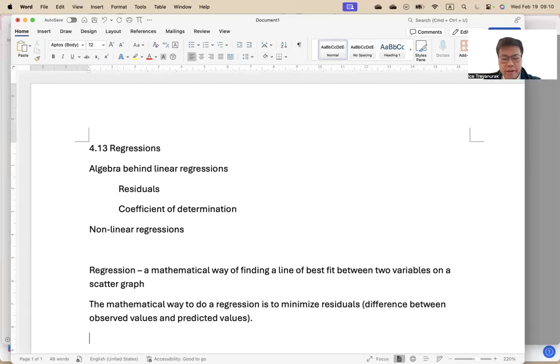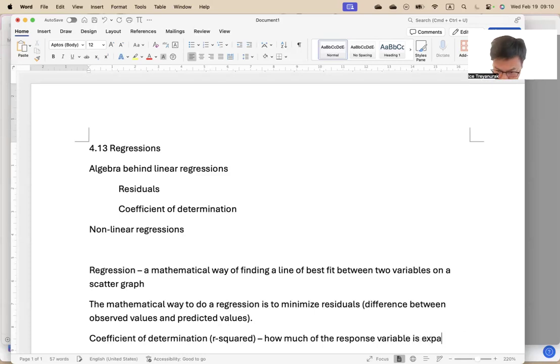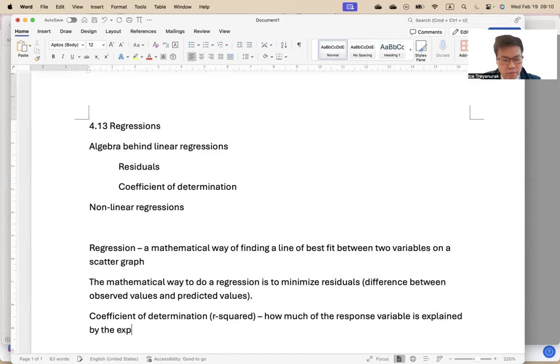Finally, we have a way to measure the strength of a regression using the coefficient of determination, R squared. Okay. Whereas the R value also tells you the strength of the correlation. It also tells you the direction, negative or positive. The R squared tells you the strength, just the strength. So it tells you how much of the response variable is explained by the explanatory variable. Okay, so that's the algebra behind linear regressions.